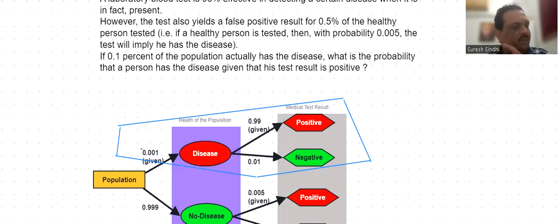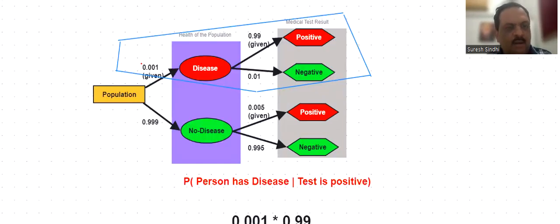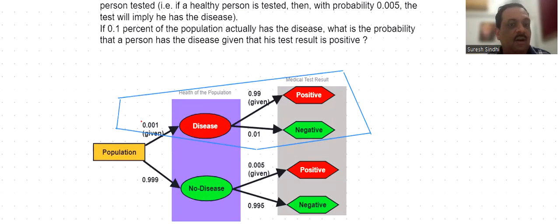Now, before solving this, the information given is that 0.1 percent of the population actually has the disease. So if you just see here my population, 0.1% means 0.001 probability of having the disease. So the remaining population not having any disease, that probability is 0.999, right? So to solve the problem, given that the test result is positive, what is the probability that a person is indeed having the disease?